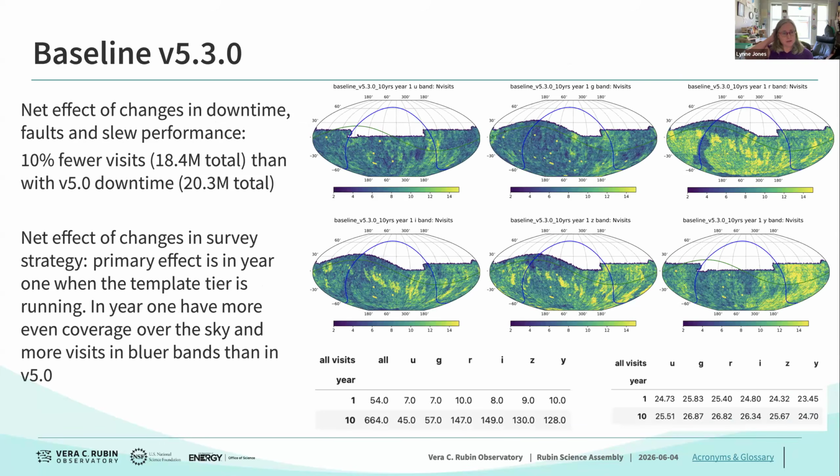And then here's the sort of the punchline for v5.3, sorry. We have 10% fewer visits overall than we do with 5.0, and that's due to the downtime primarily. The changes in the survey strategy drive some changes in year one. We basically are more uniform across the whole sky due to the template tier. And we have slightly more visits in bluer bands in year one than we would otherwise. So these are basically skewing the filter balance bluer in year one.